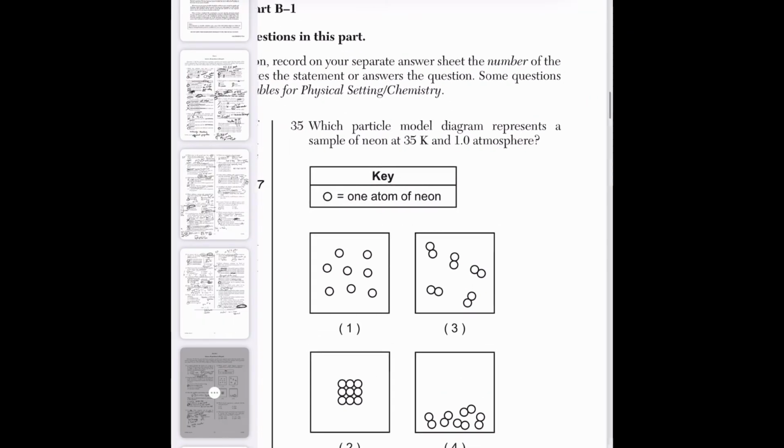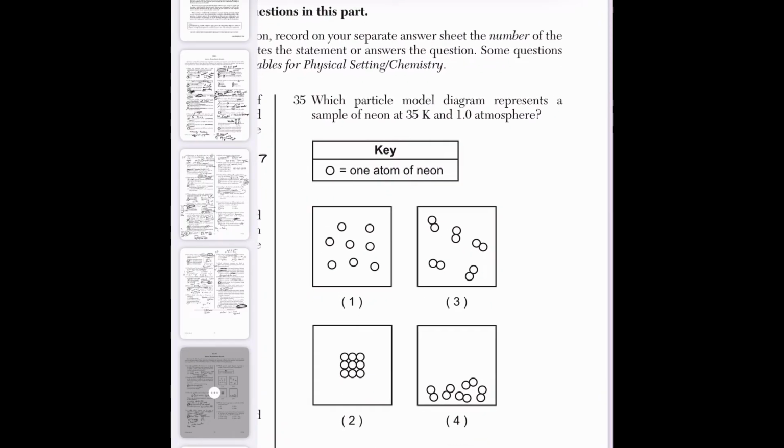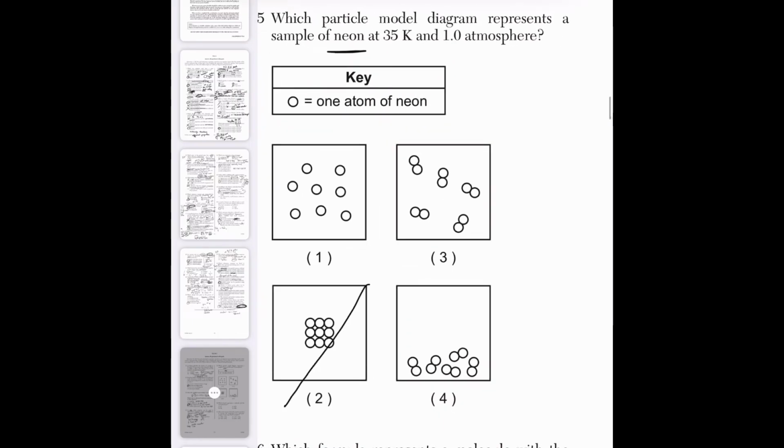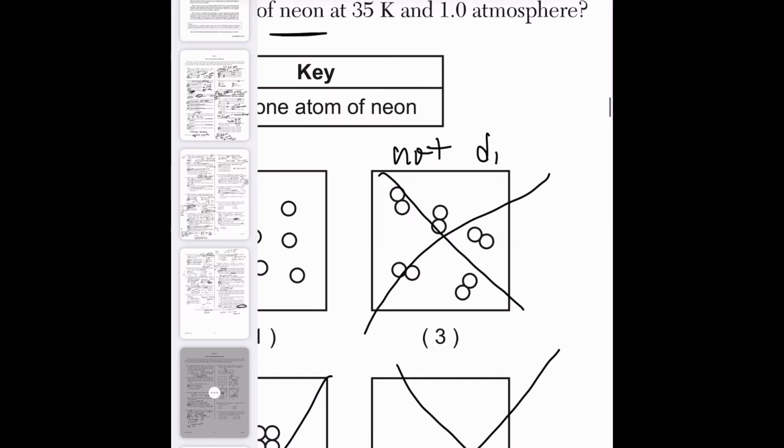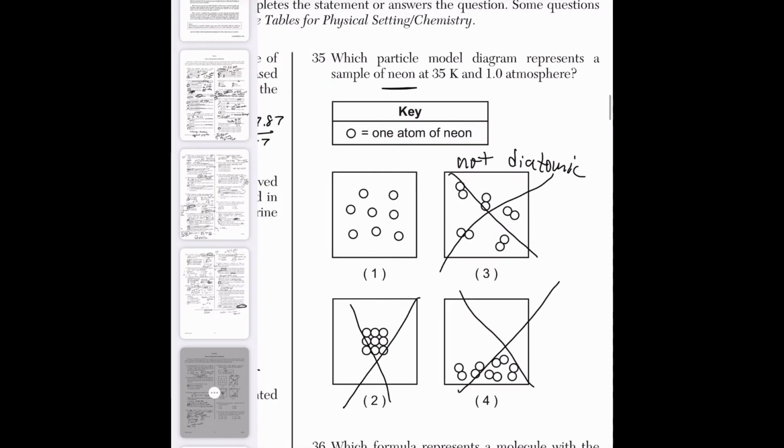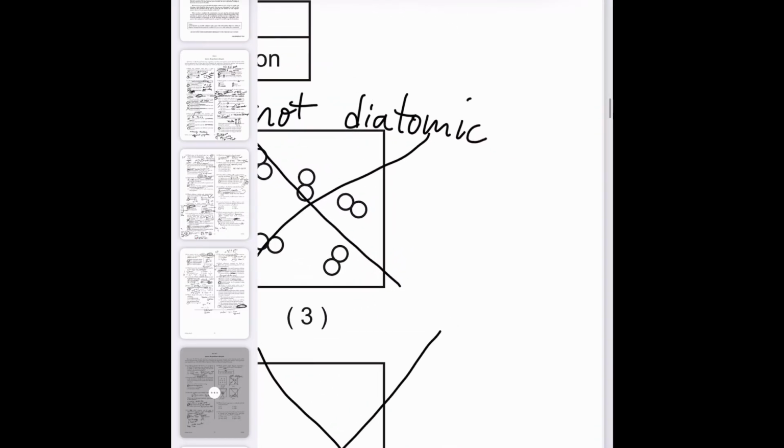Next one. Which particle model diagram represents a sample of neon at 35 K and 1.0 atmosphere? So, neon, this is a gas most of the time. So you wouldn't really see it be this or this. And neon isn't diatomic. So it can only be this one. There are only so many diatomic elements. You should probably memorize them, but you don't have to. It's good to, though.